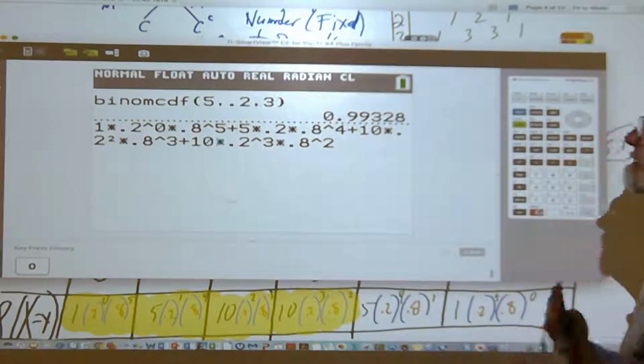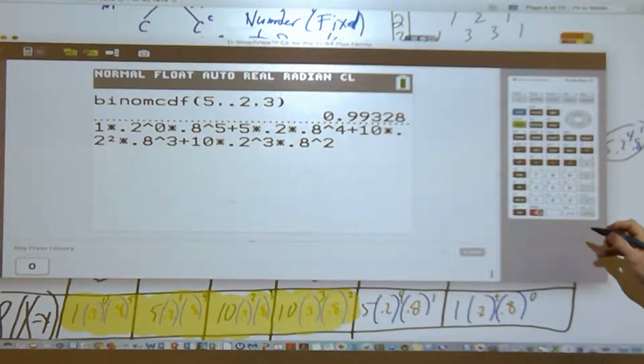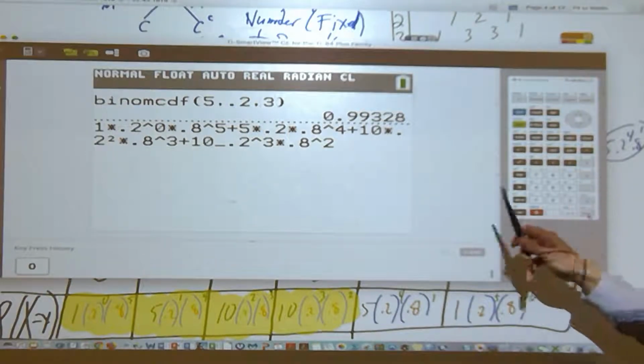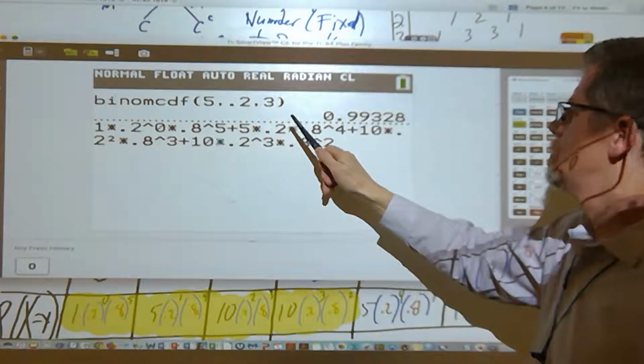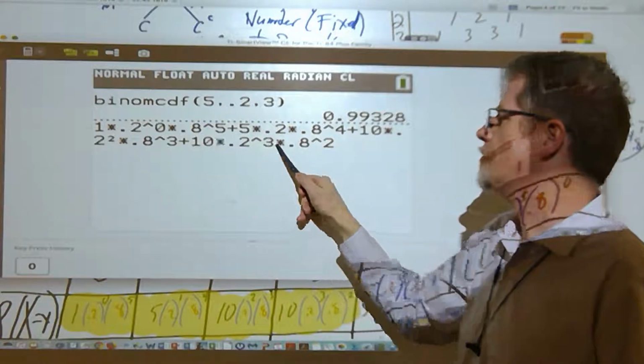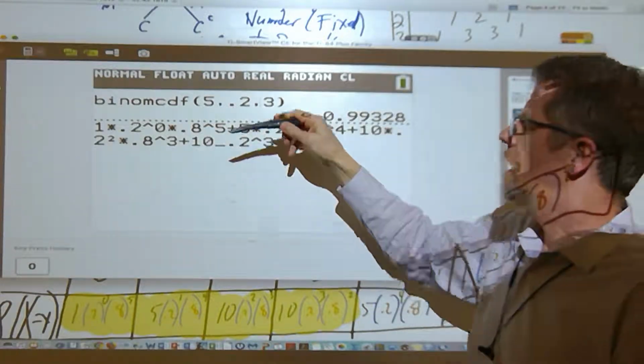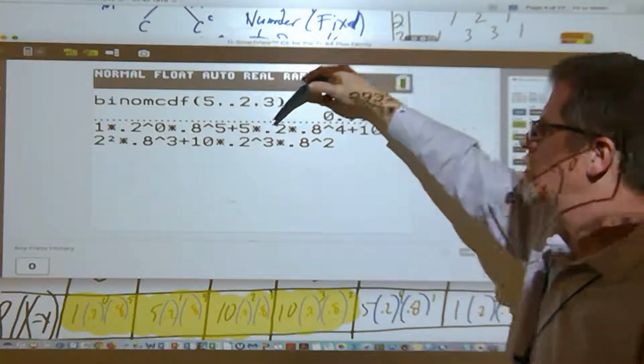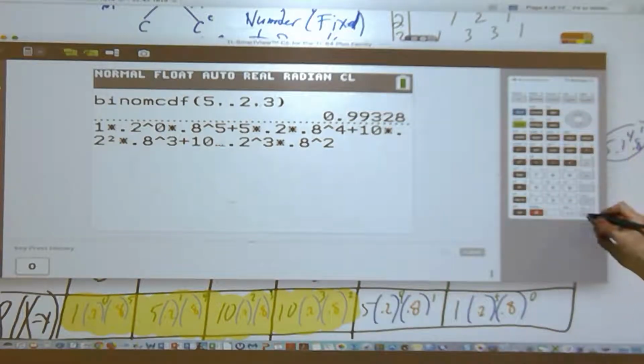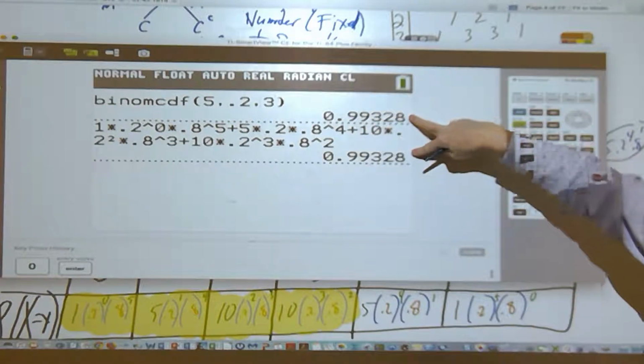Those are the first four numbers of row 5 of Pascal's triangle. And it goes 0, 1, 2, 3 on the 0.2s, and 5, 4, 3, 2. Here we go. Same answer.